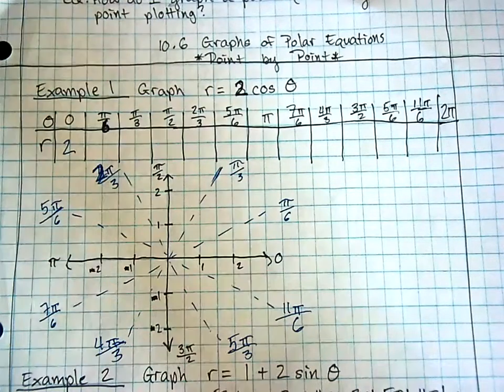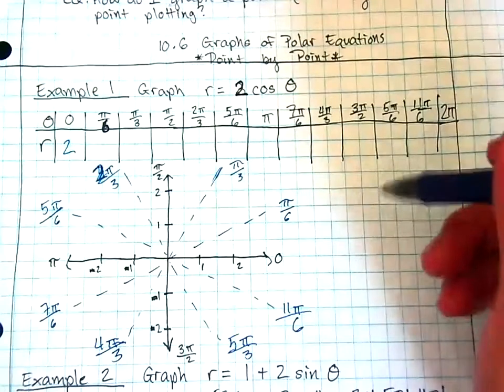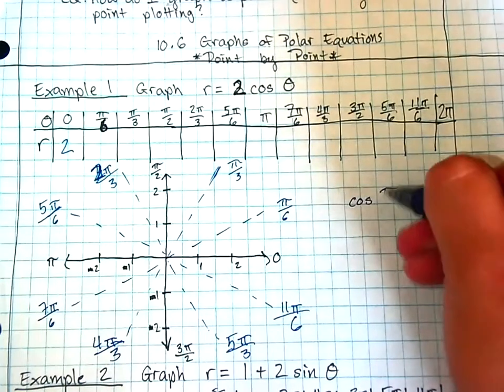Okay. Now we're going to plug in pi over 6. Cosine of pi over 6 will be, let's see, can't remember right now.